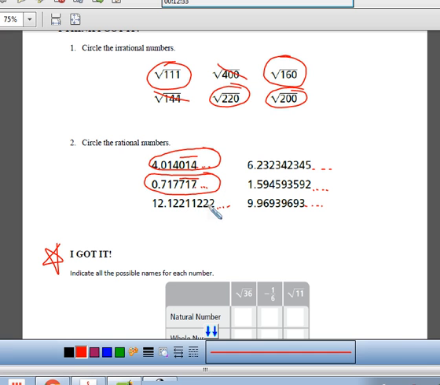122, 11222, and then the next thing would be 111, 22222, not rational. 23, 234, 2345. I know there's a pattern there, but it is not repeating, not rational. 594, 593, 592. Again, there's a pattern, but not rational. 9693, 9693. There's the repeating decimal. This is rational.